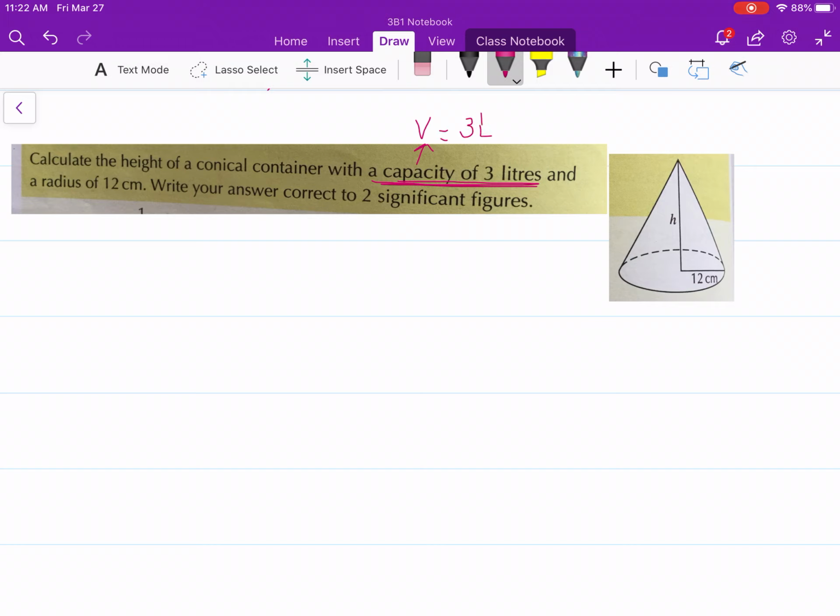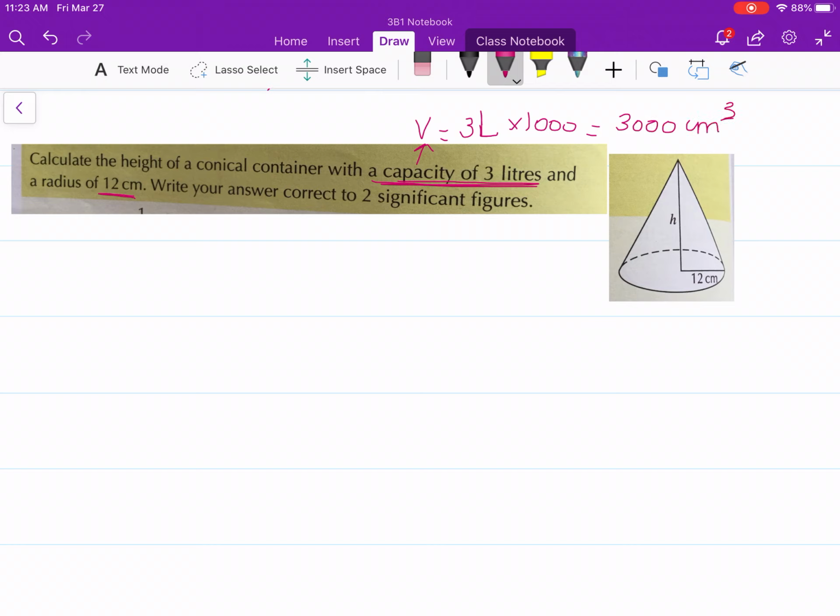Another thing worth noting here is the fact that you're given volume in liters and you're given the radius in centimeters. So it's important that you remember that volume in liters can easily be changed into centimeters cubed by multiplying it by 1,000, because there are 1,000 centimeters cubed in a liter. Okay, so that means the volume is actually 3,000 centimeters cubed.